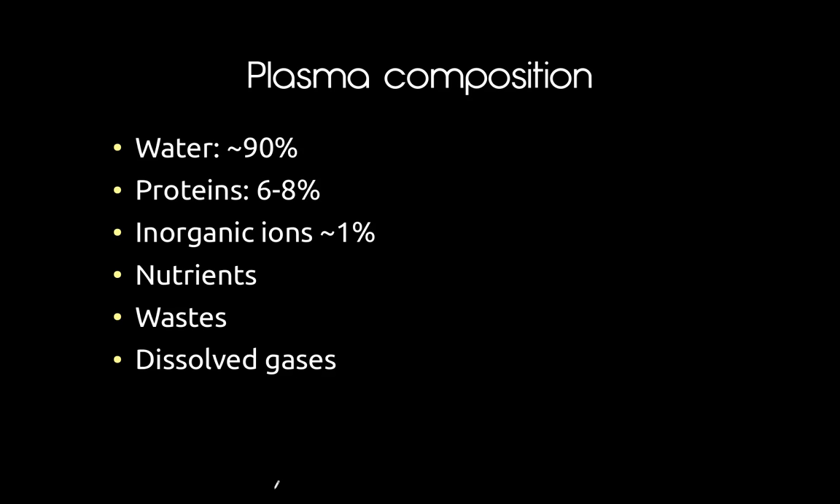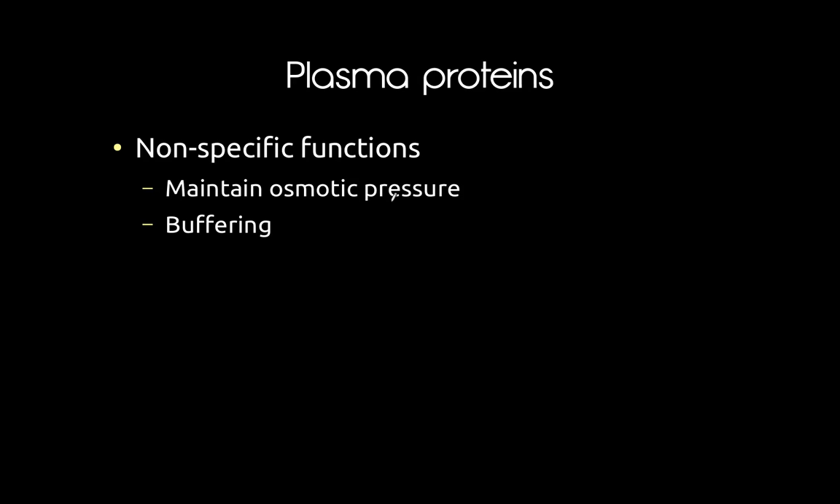So let's talk about the plasma component here just for a moment. Really, plasma is basically water with a few different things in it, but it's 90% water. The next biggest thing that we have in here are different proteins, coming in somewhere between 6 and 8%. After that, somewhere around 1%, we have a various range of inorganic ions. And then finally, we have nutrients, wastes, and dissolved gases that are taking up the last small amount of what's left in the plasma. So let's talk about some of these components in order.